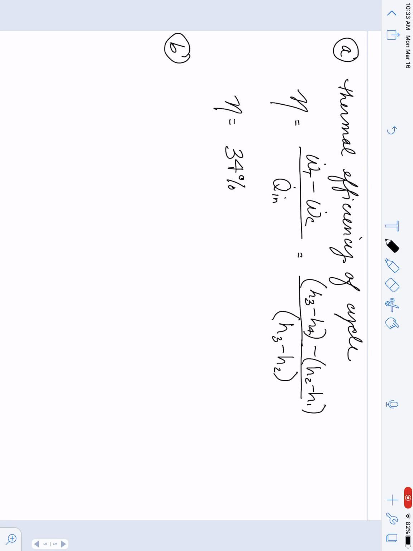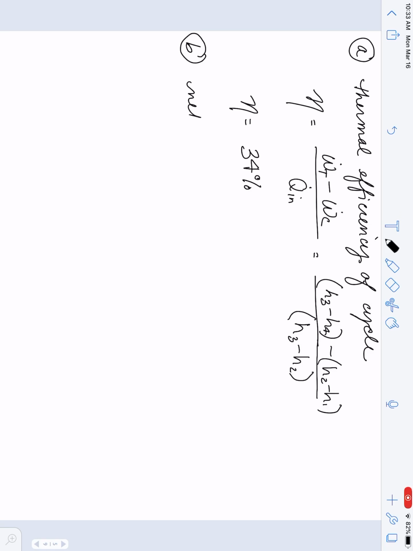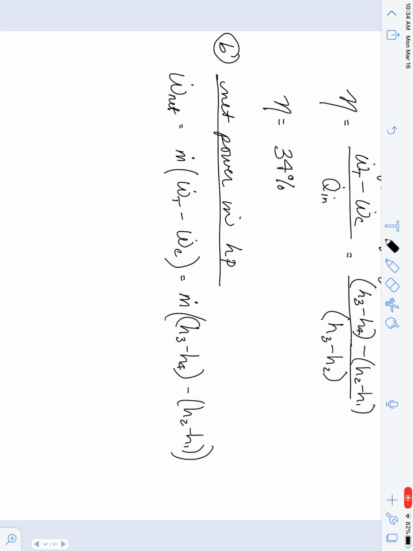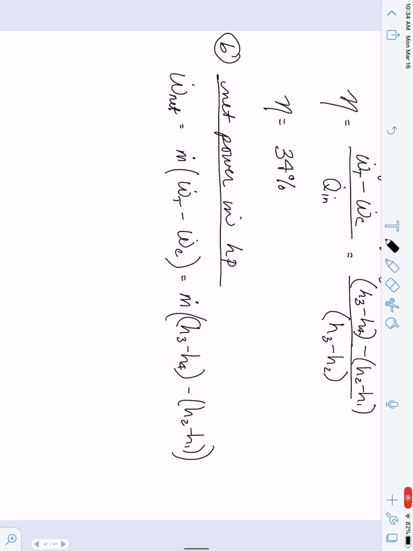So for B, we're asked to find the actual net power in horsepower. So the net power is the mass flow rate times the work of the turbine minus the work of the compressor. So that's the mass flow rate times H3 minus H4 minus H2 minus H1. And of course, we found this above. This right here, I'm doing my calculations above, is 119.81 BTUs per pound. So I found that when I was finding the thermal efficiency of the cycle. So now we just need to know the mass flow rate.